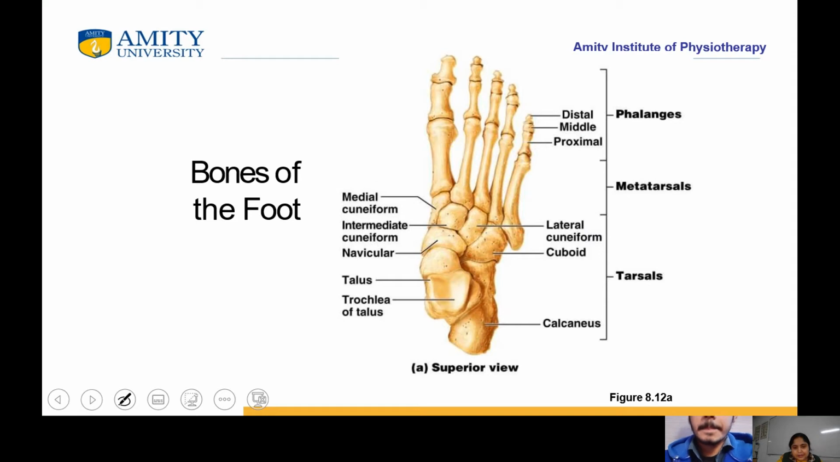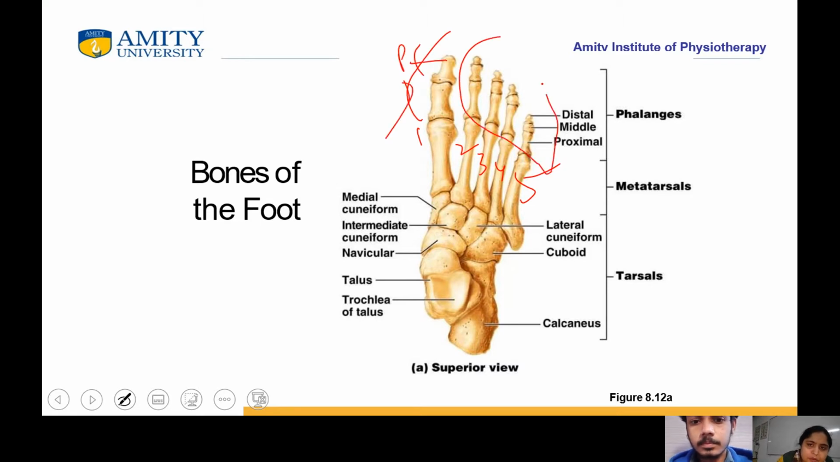So these are the 7 tarsals: calcaneus, talus, navicular, cuboid, lateral cuneiform, intermediate cuneiform, and the medial cuneiform. Then we have metatarsals starting from 1 to 5. This is 1, this is 2, this is 3, this is 4, and this is 5. Then we have phalanges. In the great toe, we have only 2 phalanges, proximal and distal. In all the other toes, we have 3 phalanges: distal, middle, and proximal.